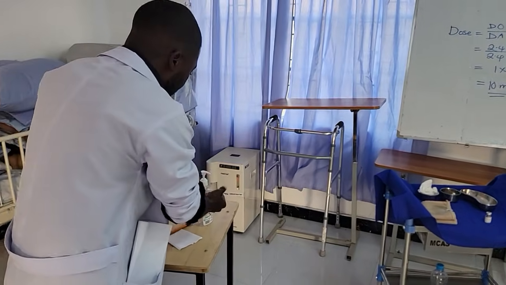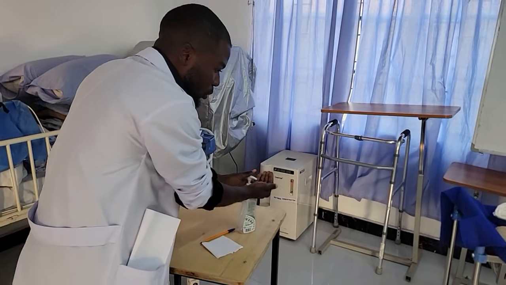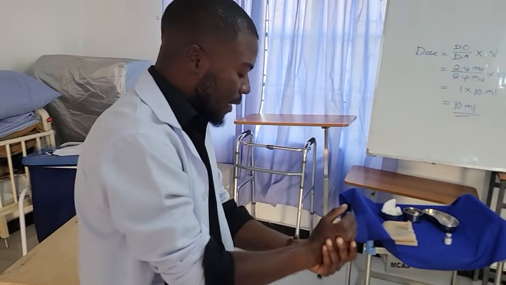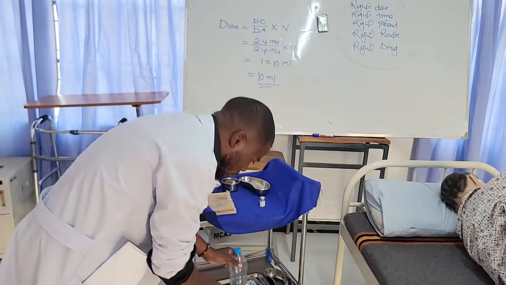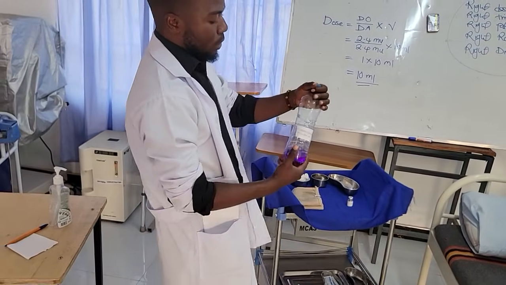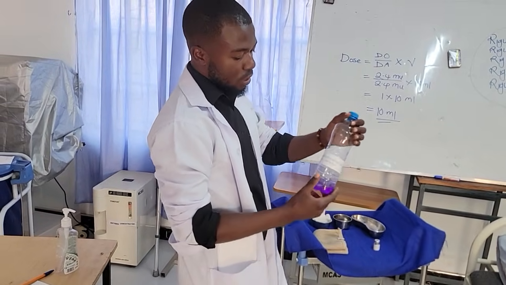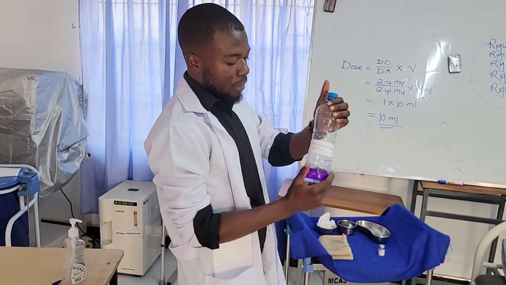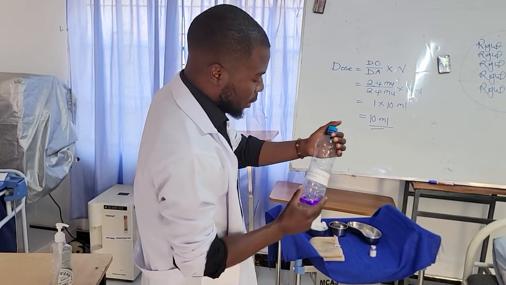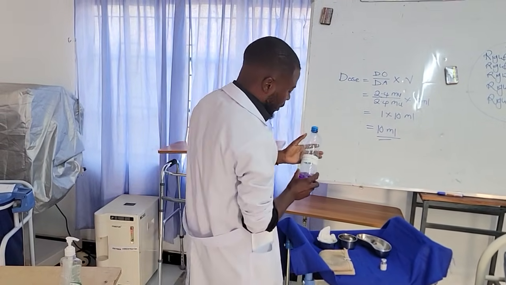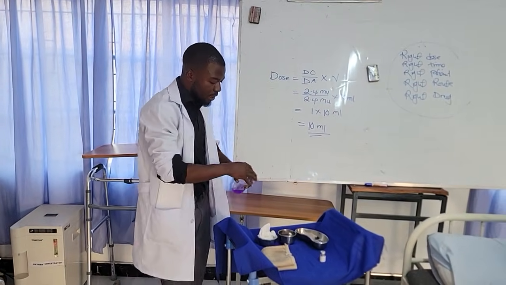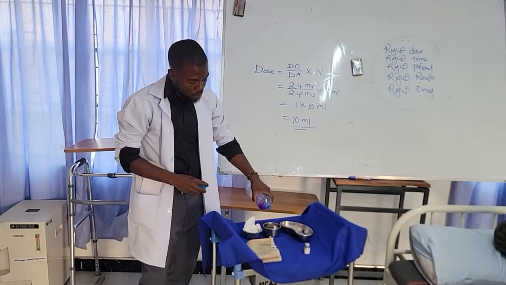Then you can go back to the table and do the washing. So you wash your hands like this. Then you introduce what is supposed to be used. So we're going to use methylated spirit. So you say, my examiner, this is methylated spirit, and the expiry date is in 2027. So pouring, you go behind the trolley and you pour like that.